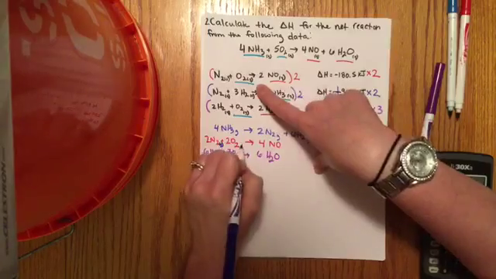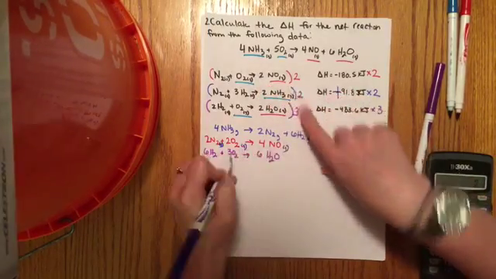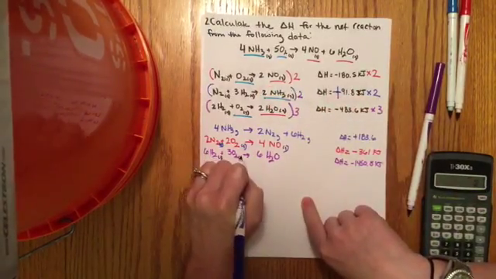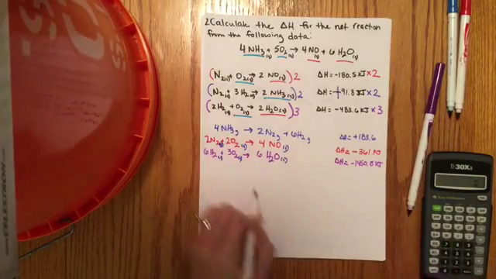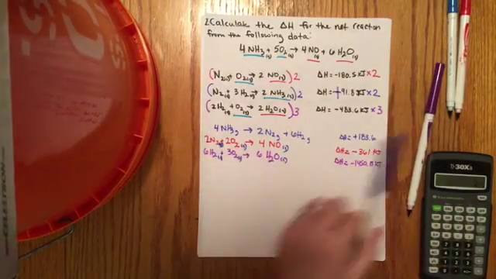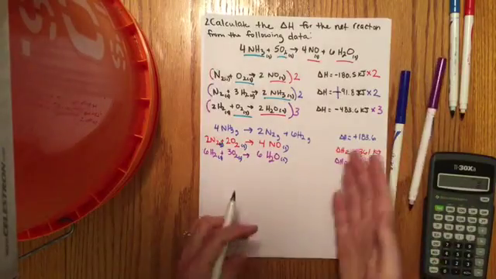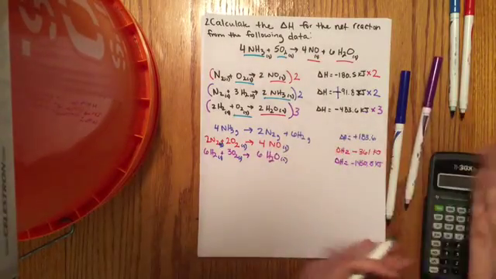N2 was a gas. This was a gas. This was a gas. Oh, everything's in the gas state. Okay, well, since everything is in the gas state, that makes it easy because I know that they're going to cancel out. So now I'm just going to go in and see what occurs on both the left and the right hand side of the arrow.